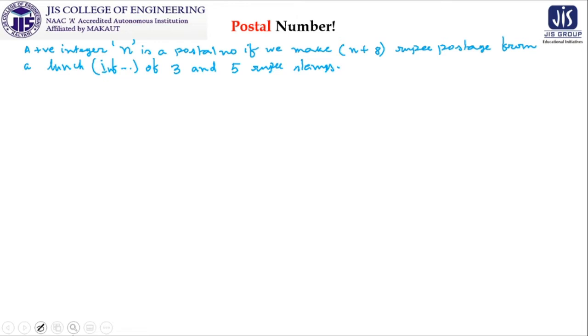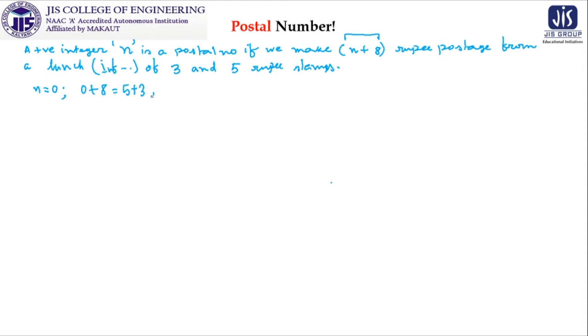Our target is to check the numbers which we call postal numbers, if and only if we can represent n plus 8 in this form. So before going into any further discussion, let us check something. If we take n equal to 0, then 0 plus 8 can be written as 5 plus 3, that means a combination of 5 and 3. So 0 is a postal number.